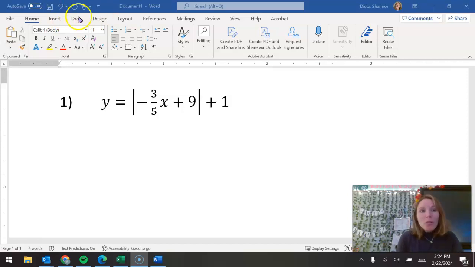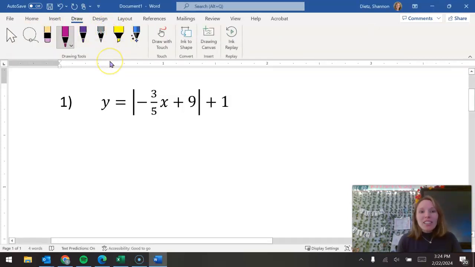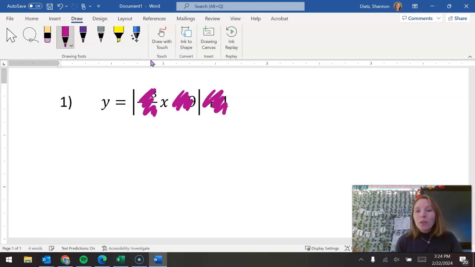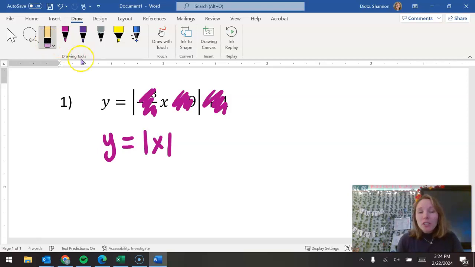Okay, so when we're talking about a parent function, it's if you were to take away all of the extra numbers in this function, what would it look like? So you can kind of see here, if I scribble out some of the numbers, the only thing we have left is the x on the inside of those absolute value bars. So this is my parent function, okay?